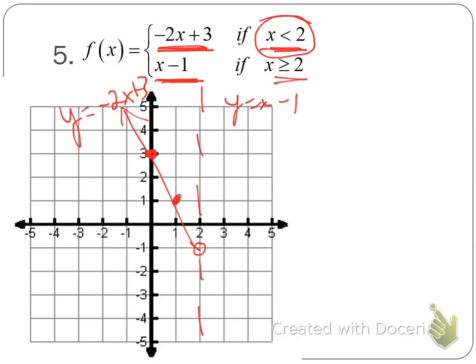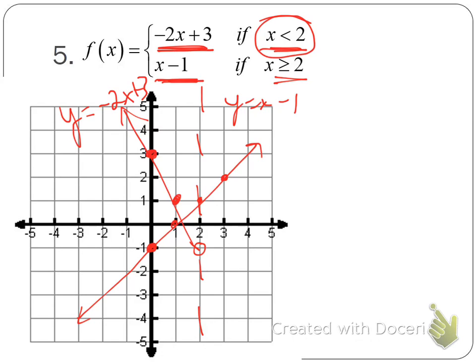Minus 1, minus 1, negative 1 is the y-intercept, so we put a point at negative 1. Slope is 1 over 1, so we go up 1, right 1, up 1, right 1, and then we can go up 1, right 1 again, and this becomes your graph.